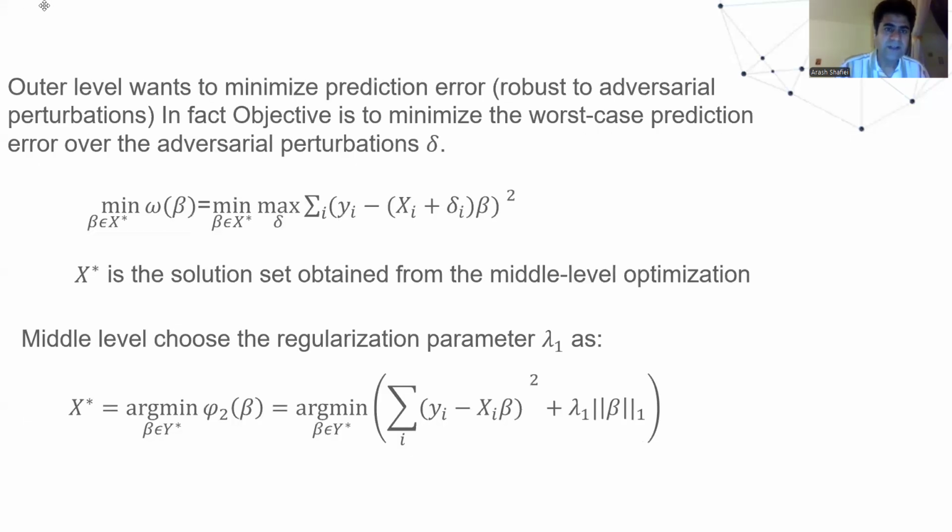You can see the structure of the problem here, the minimization of omega over x star. Here x star is a solution obtained from the middle level, which is the set of minimizers of phi 2, and function phi 2 is the composition of a smooth and a non-smooth function. The smooth function is here, the square of this difference, and the non-smooth one is the norm 1 of beta.